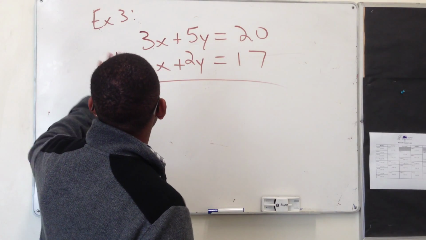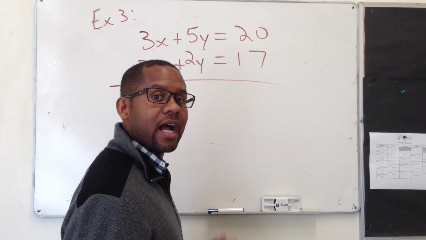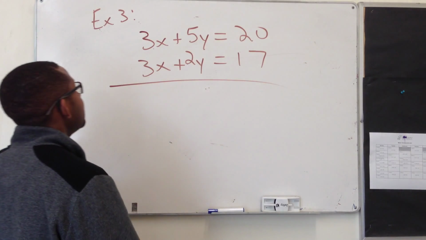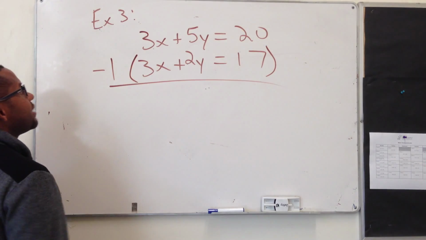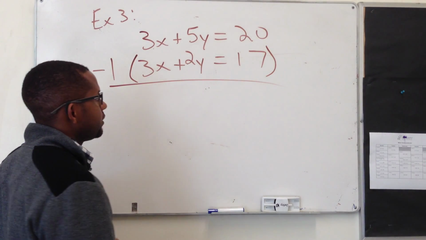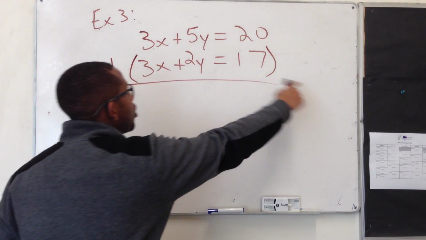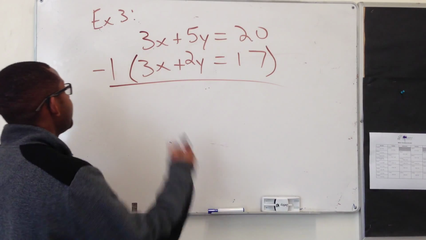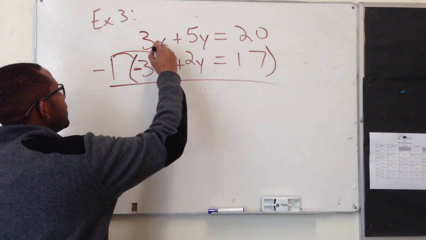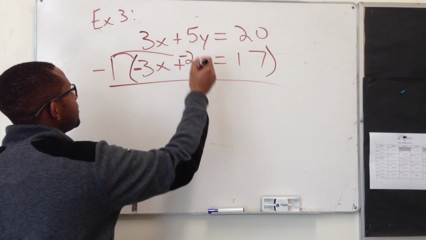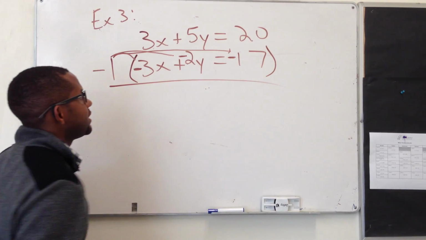Well, instead of adding, in this case, I could subtract. Okay? So what I'm going to actually do is I'm going to take this whole equation and multiply it by -1. So I end up with a -3 right here, which is basically like subtracting. Alright? So if I multiply this whole equation by -1, which is legal, this becomes -1 times 3. So this becomes a -3. -1 times 2, this becomes a -2. And -1 times 17, this becomes a -17.